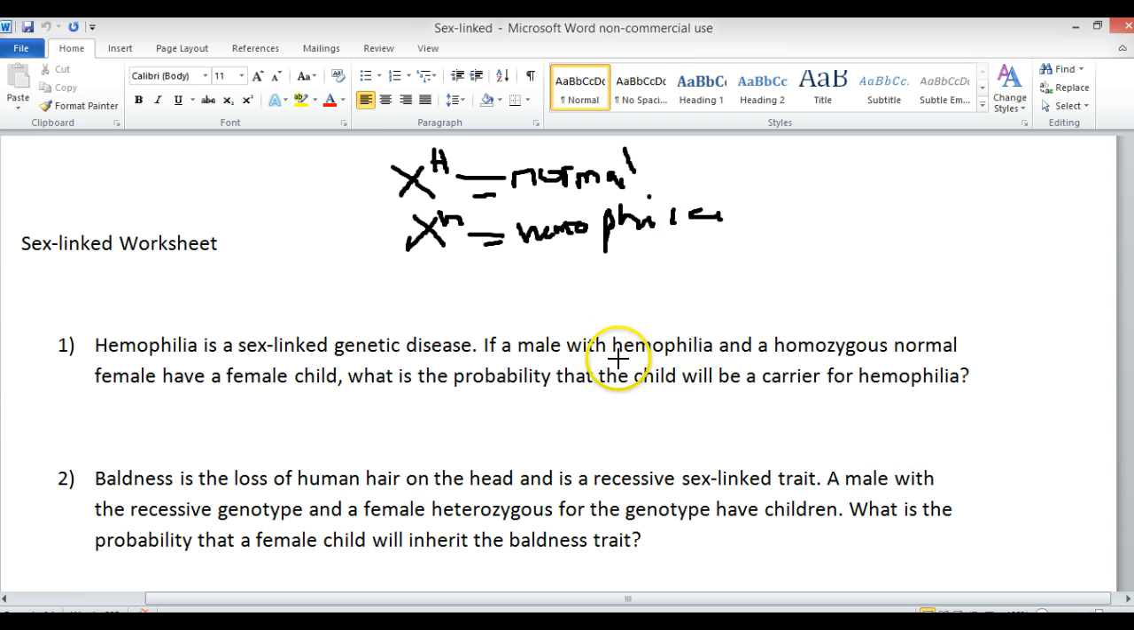Okay, so it says a male with hemophilia. We talked about males having XY and females having XX in the notes. So he's going to be X little h, Y, because he has hemophilia, so he has to carry that trait on his X chromosome. Now the female is homozygous normal, so she is XX because she's a female, and she's going to carry two big H's on those X's.